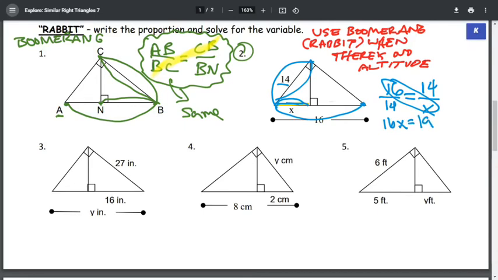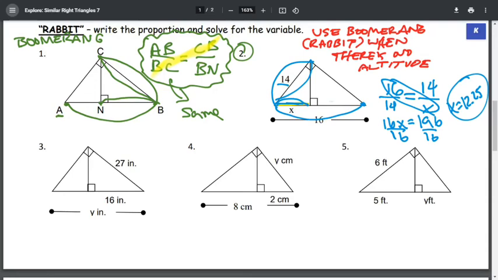You're going to get 16x equals 196. You divide by 16, so x is going to equal 12.25. So 196 divided by 16 will get you that. So that's what x is going to equal in that problem there.